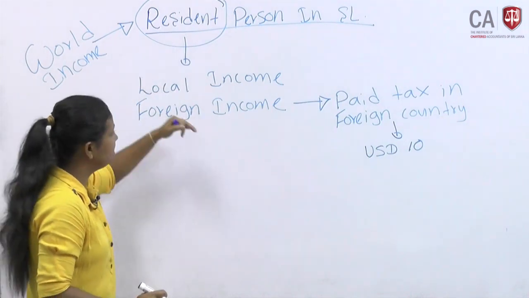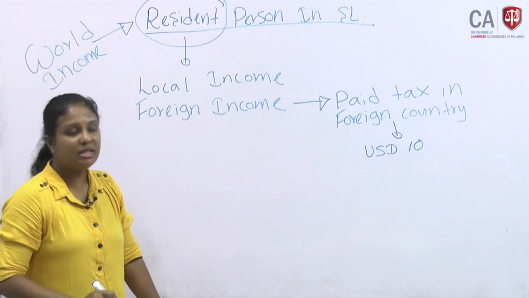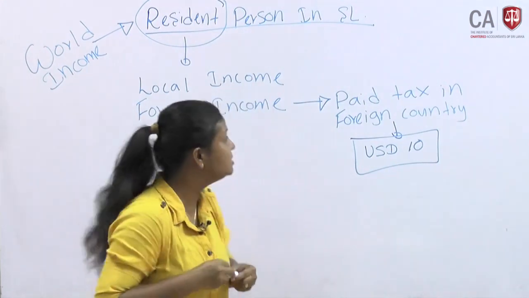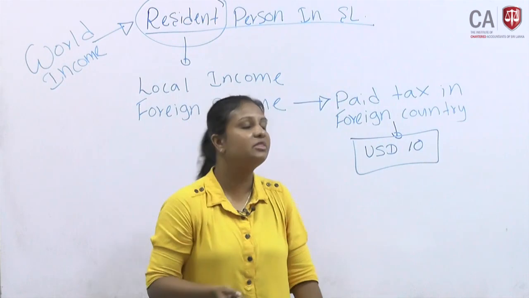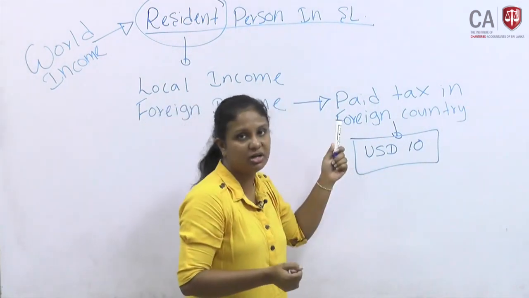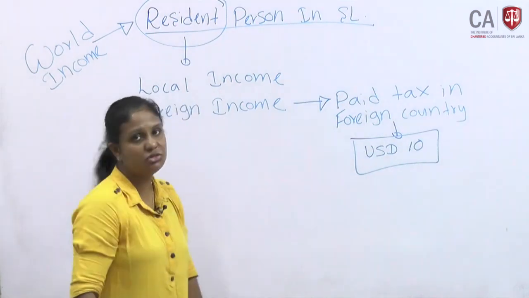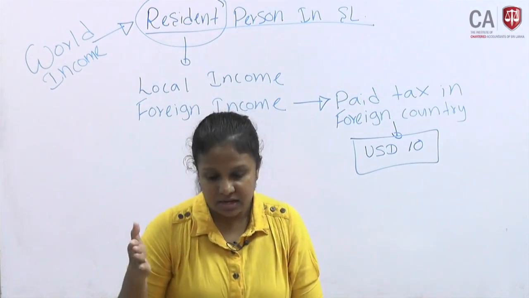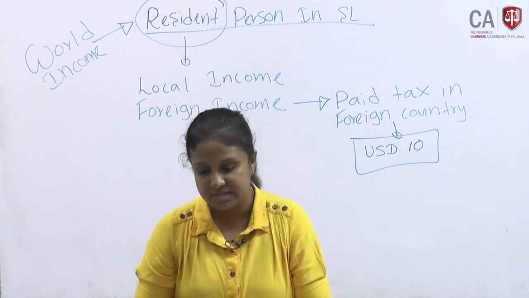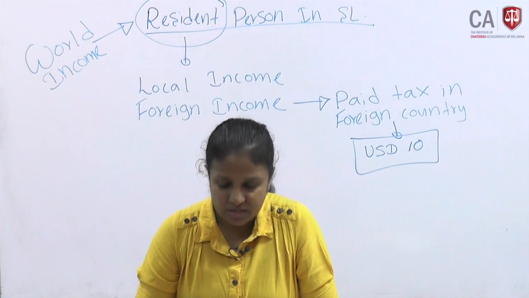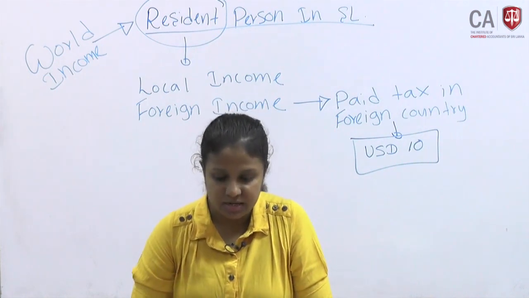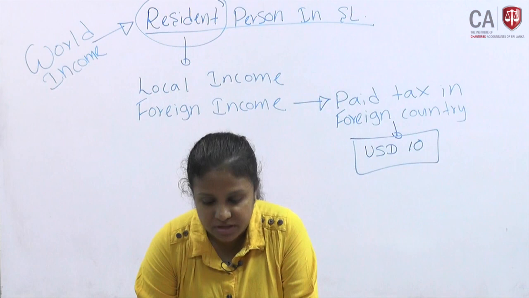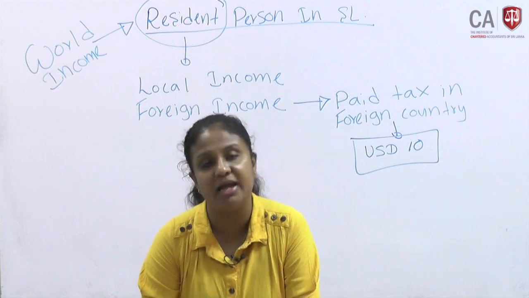It should be supported by documents from the foreign country confirming that the person has made the payment of US dollars 10. Then this US dollars 10 can be claimed as a tax credit, but it is up to the extent in the definition. It has given foreign tax credit for a year of assessment for any foreign income tax paid by the person. See the wording, and to the extent to which the foreign income tax is paid.